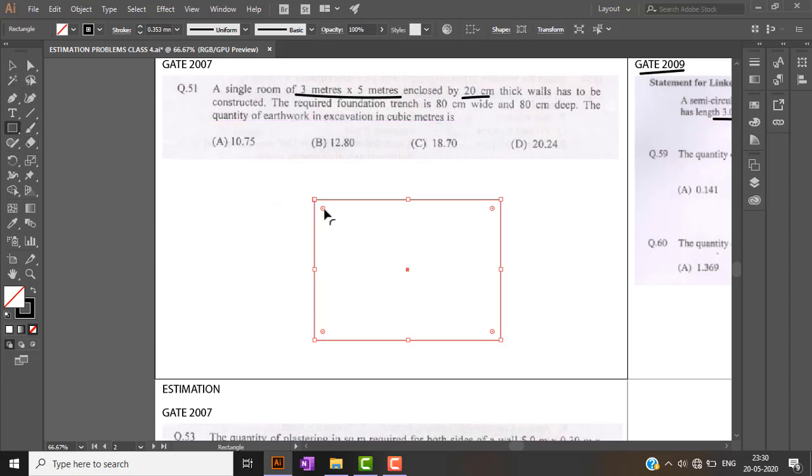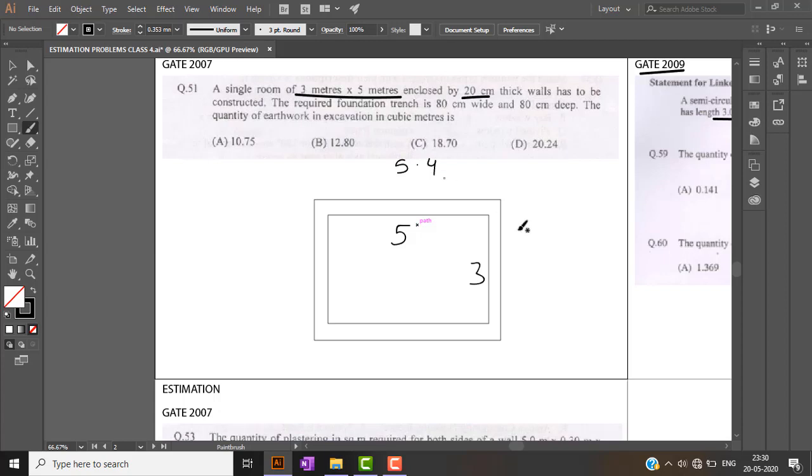Consider this as 5 meter into 3 meter. Okay, this is the longer side. Enclosed by 20 centimeter thick walls, so external will be 5.4 and 3.4. Okay, it has to be constructed.